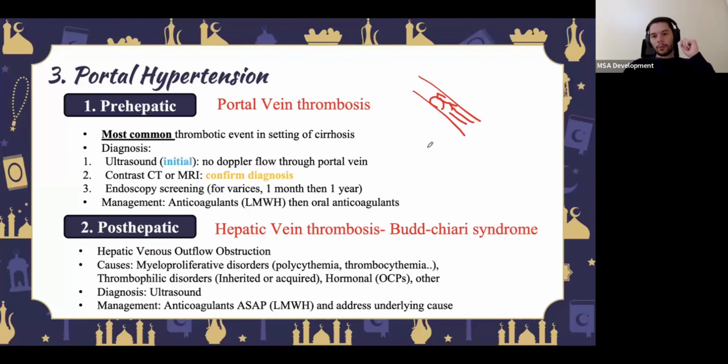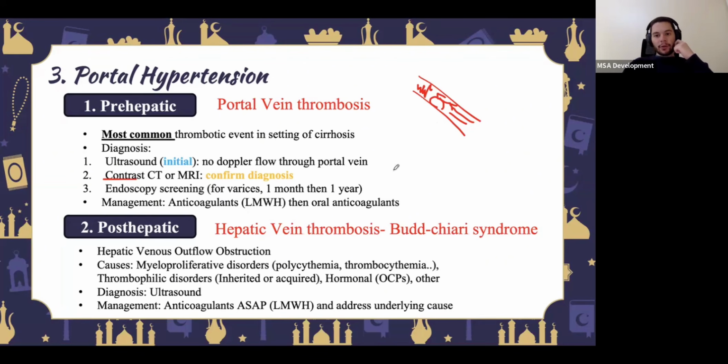Now, this is the most common event in cirrhosis. And how we would diagnose this is typically you do an ultrasound. And using an ultrasound, you'd find there is no blood flow past that thrombosis. So you start suspecting portal vein thrombosis. That's why you have to confirm it using a CT scan or an MRI, usually a contrast CT scan or an MRI.